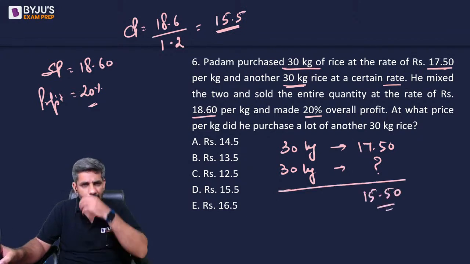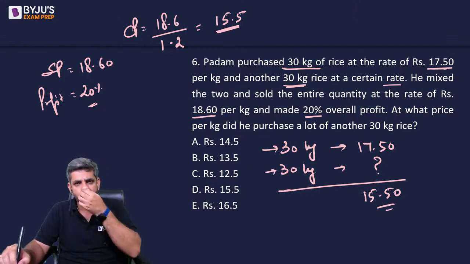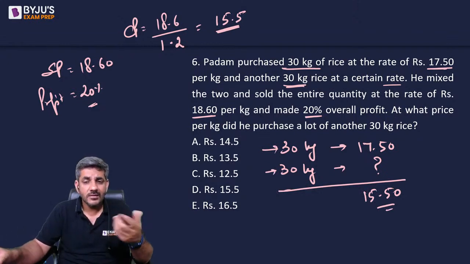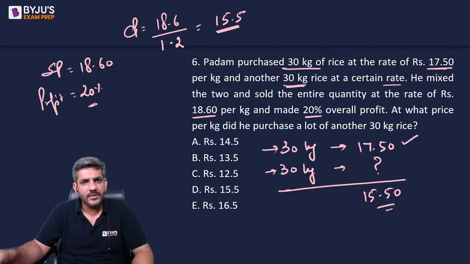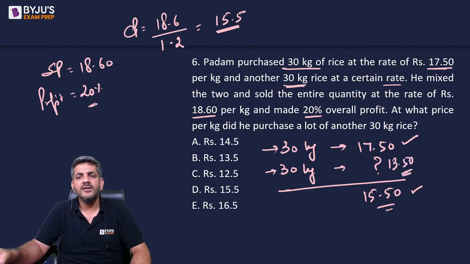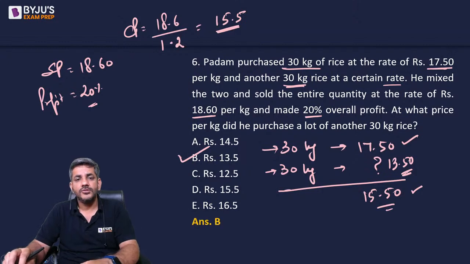इट्स वेरी सिंपल because both the quantities are same. So even allegation would say that अगर दोनों quantities same है, that means the price would be the average of the two prices. एक price 17.5 है, average 15.5 है, so the other price should be 13.5. तभी तो average 15.5 आएगा. So my answer for this question should be option B.